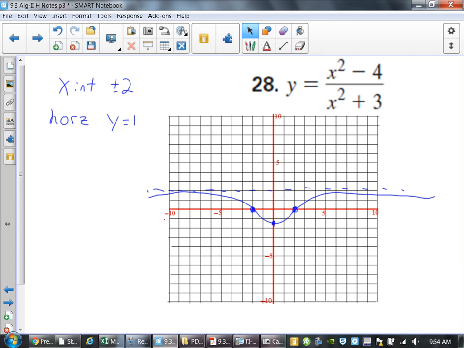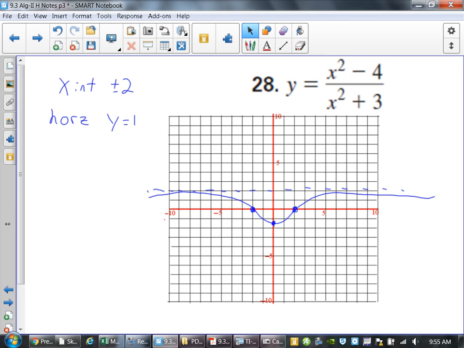Wait, if you don't have a vertical asymptote, how do you find the y-intercept again? Set x equal to 0. So you do, yeah. So that's what it will look like. So it's -4/3.